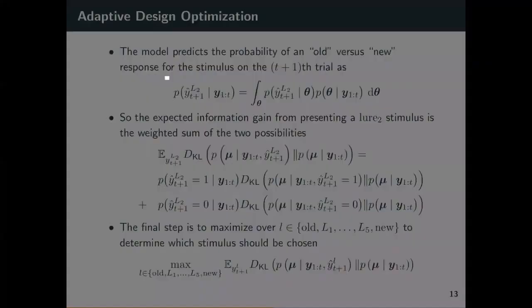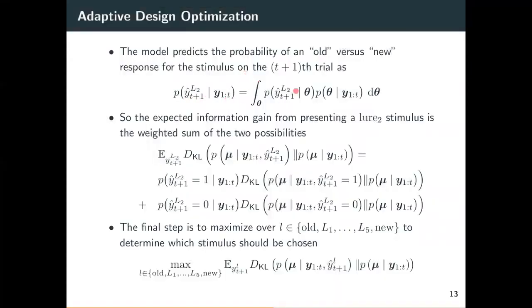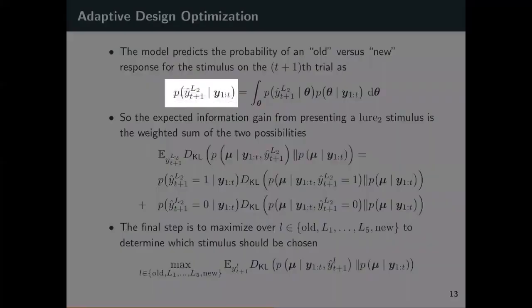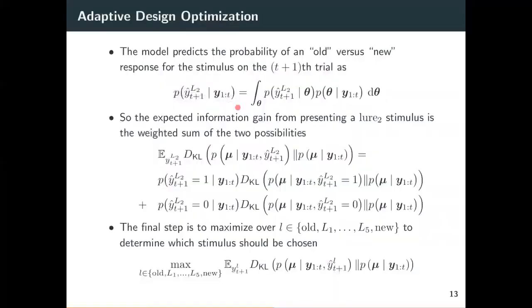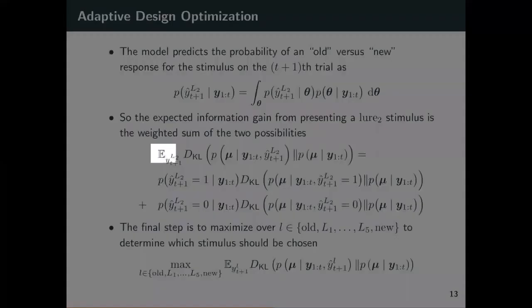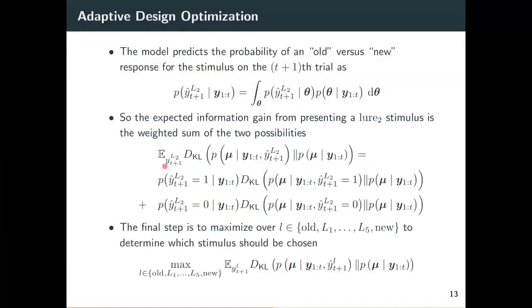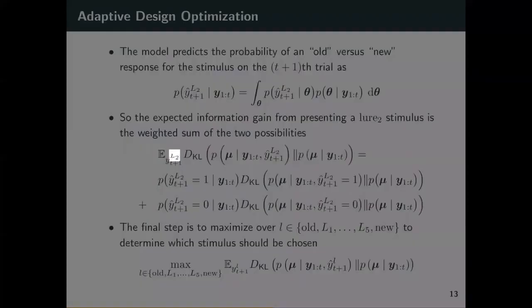It's really the posterior prediction of the model that says, what's the probability of an old or a new response on the T+1th trial, given everything that's gone before? And that's an integral across the model according to the inferred parameters of the model at that point. And so this provides the key bit of information we need to weight those two possibilities. And so our final expected level of information gained from presenting that Lua2 stimulus on the T+1th trial is a weighted sum of the two possibilities. And so this provides how much information we would expect to get if we presented Lua2.